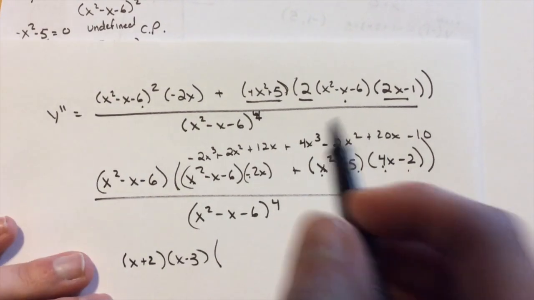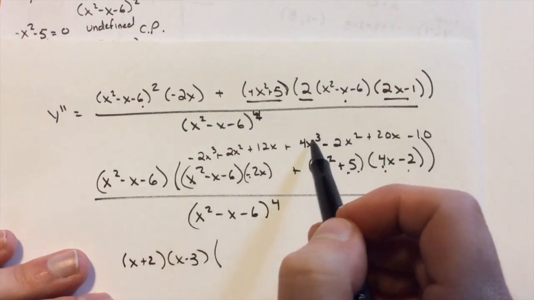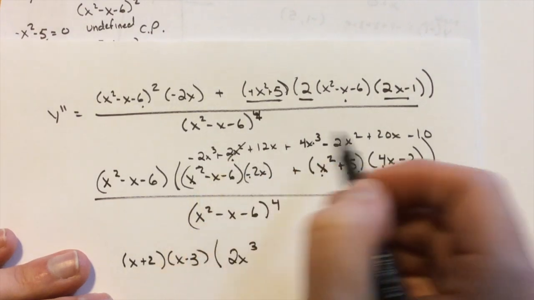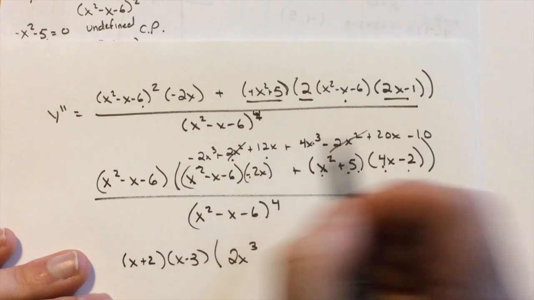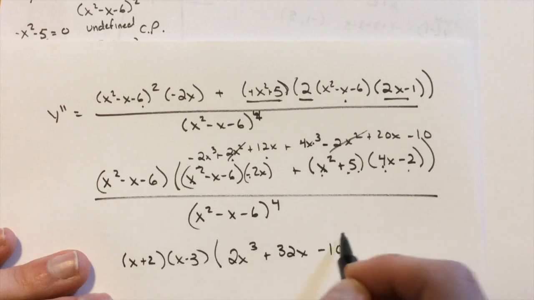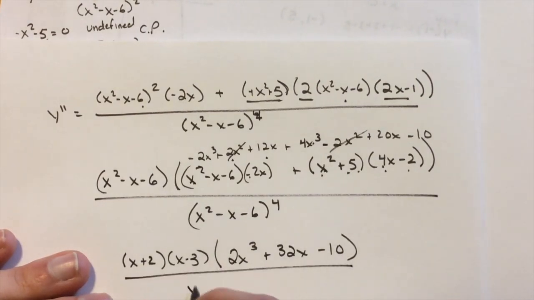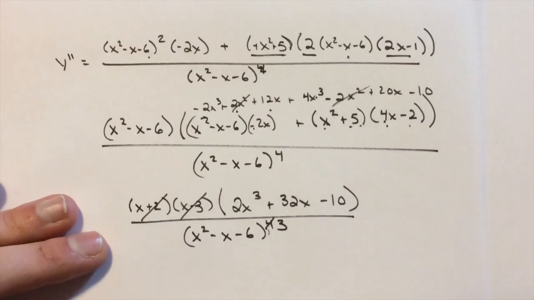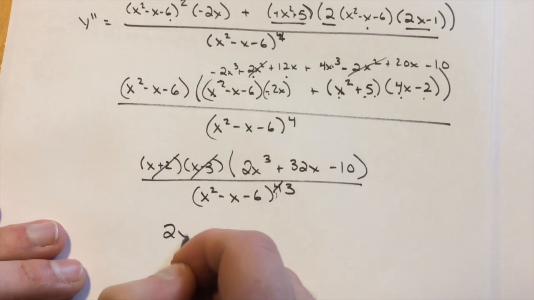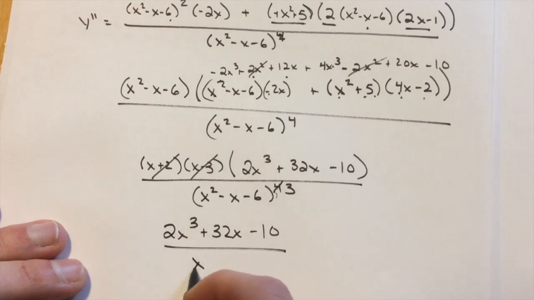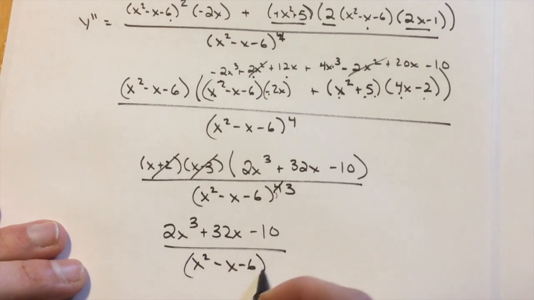Okay, so I'm going to combine like terms. I have 4x cubed and negative 2x cubed, so that's 2x cubed. I have 2x squared and negative 2x squared, those cancel. I have 12x and 20x, so that's 32x minus 10, all over x squared minus x minus 6 to the 4th, which turns out those cancel. That's a 3. So really, I'm left with 2x cubed plus 32x minus 10, all over x squared minus x minus 6 to the 3rd.